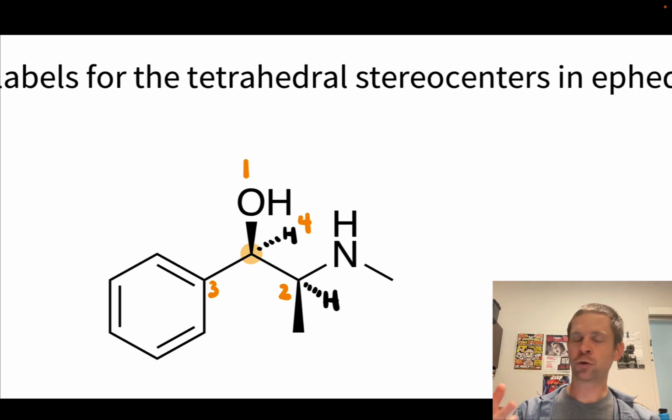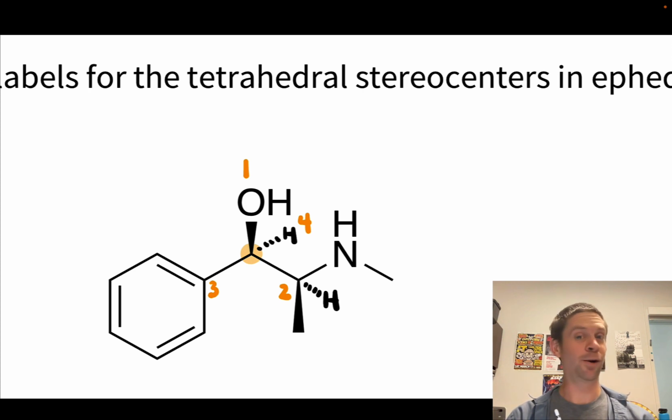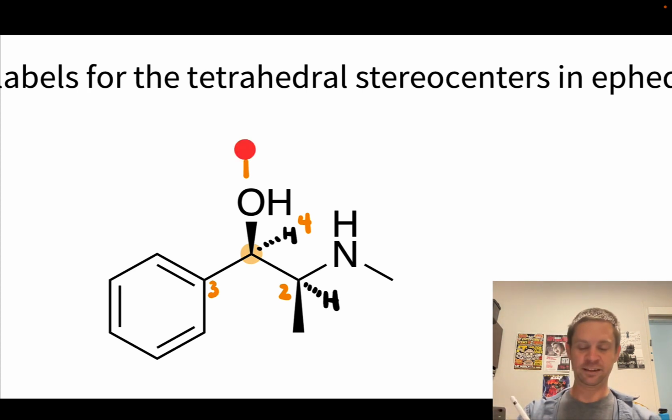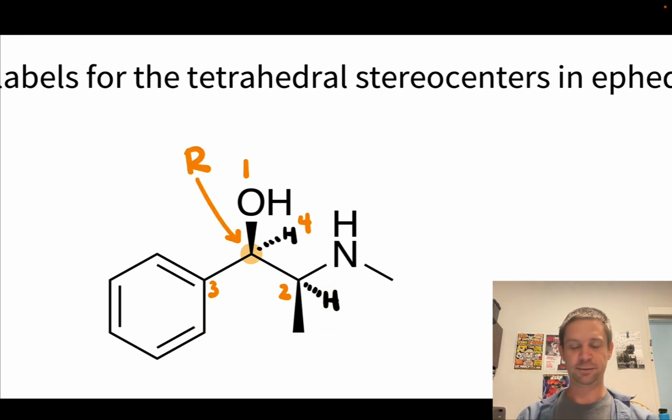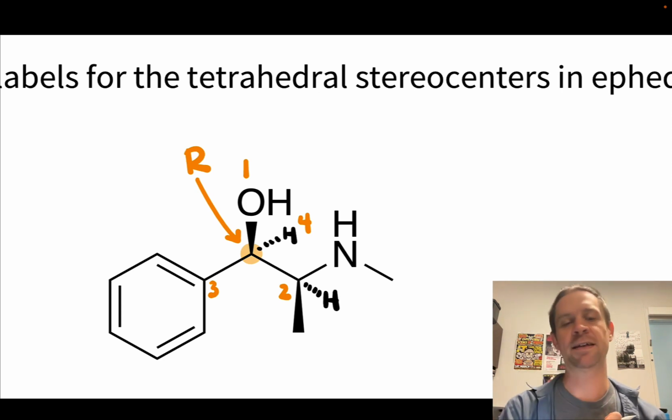Now we make sure we're in the standard orientation with the lowest priority group in the back. In fact, we already are, so we don't need to think or worry about rotating this at all. And we see that the sense of rotation here from 1 to 2 to 3 is clockwise, and this makes that stereocenter R, the R configuration at that stereocenter.